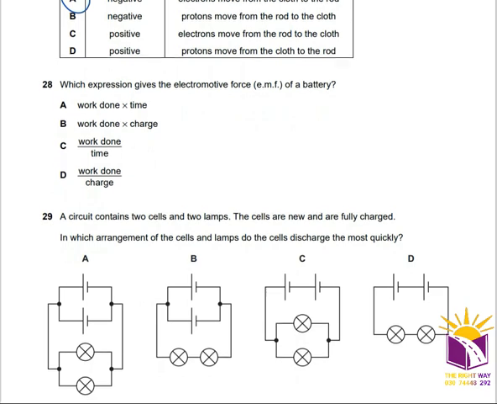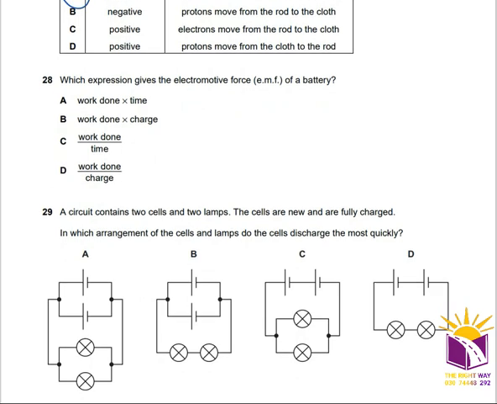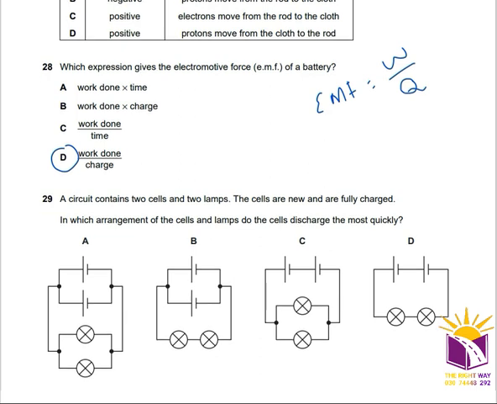Which expression gives the electromotive force of a battery? Electromotive force is equal to work done per unit charge. So it will be the D option. Work done per unit charge.